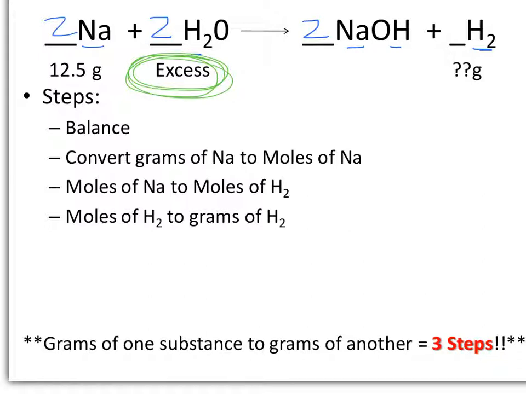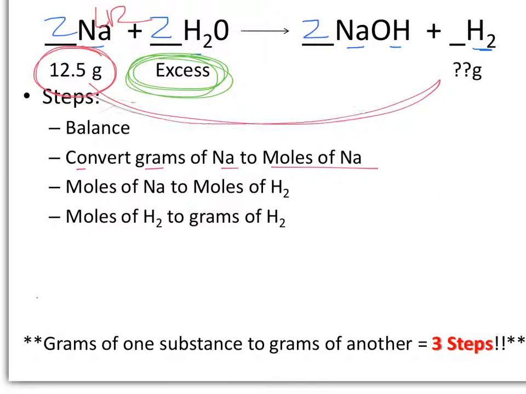Guys, this right here, you should jump for joy. If they say excess, that is a great thing. That automatically tells you that sodium is our limiting reactant, okay? So number 1, it says balance. It says convert grams of Na to moles of Na. Well, I hope you recognize you're going from grams of Na to grams of hydrogen.